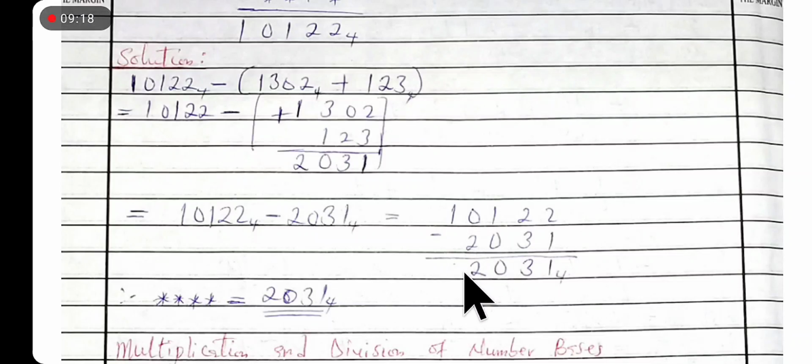0 minus 2 cannot. So you borrow off this 1. Remember, as you borrow it off, the value is 4. So 4 plus 0 is 4, and 4 minus 2 is 2. Since you have borrowed this one off, here becomes 0, so we leave the space vacant. So the missing value is going to be 2031. Therefore, the missing value star star star star is equal to 2031 in base 4.